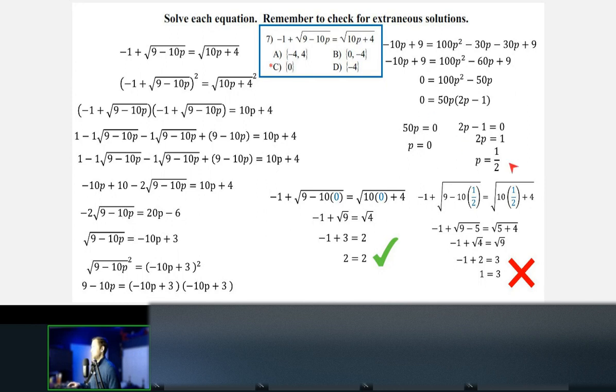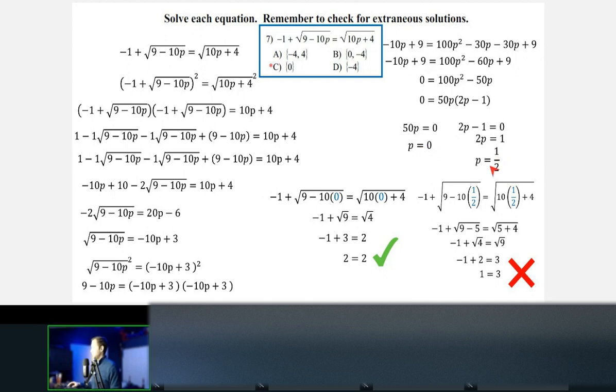On your midterm, you will get extraneous solutions for some of these problems, but I don't include the extraneous solution in our solution set. So I don't put p equals 0 and p equals 1/2. I don't put the extraneous solution in there. So even though we get a half as one of the possibilities, it's not a choice. Don't think because we get 0 and 1/2 that you did it wrong.